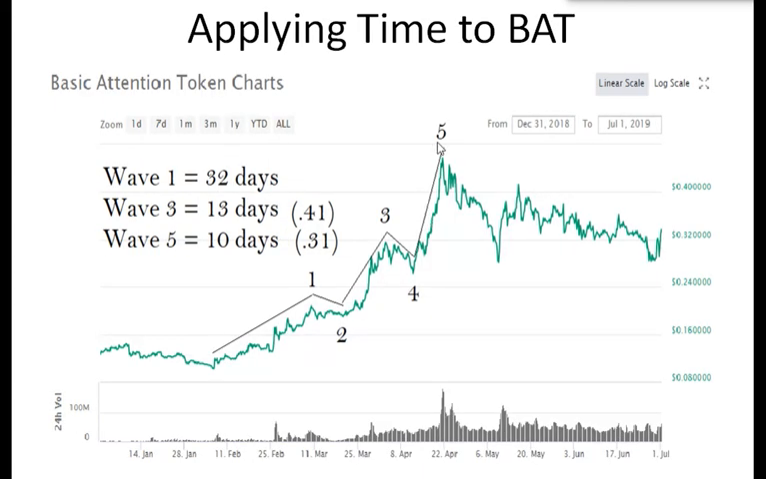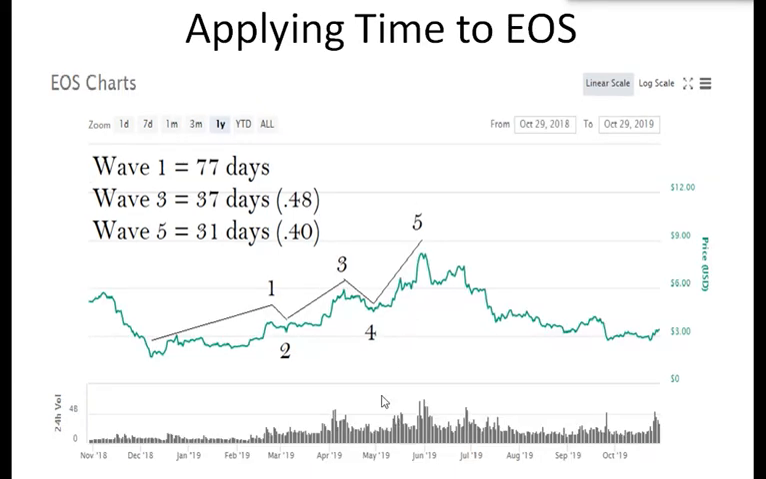Then we had our wave number 4 going into probably the end of April, about the time that BAT was having a wave 5, end of April. EOS was finishing its wave 4, and then going into its wave 5, lasting up until, I believe, the end of May. Its wave 5 was about 31 days, lasting about 40% of the time of wave 1.